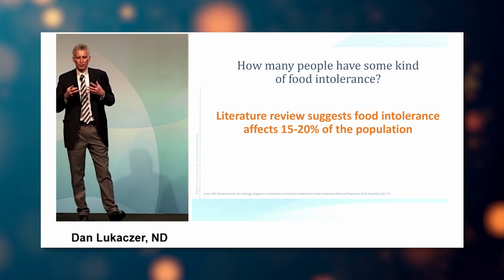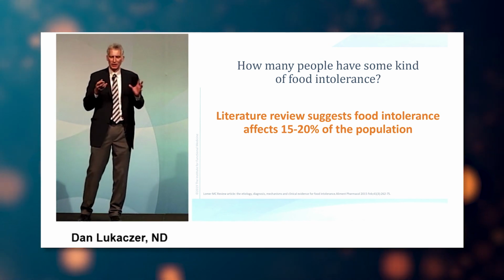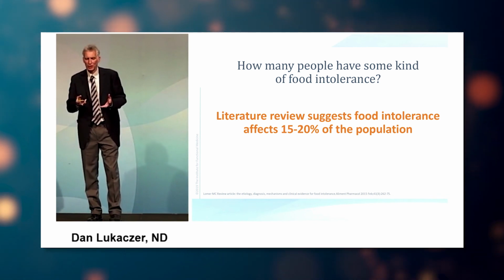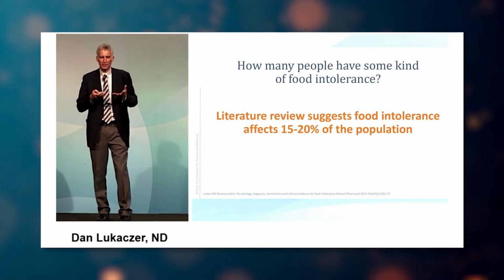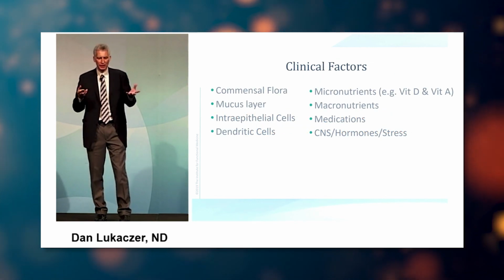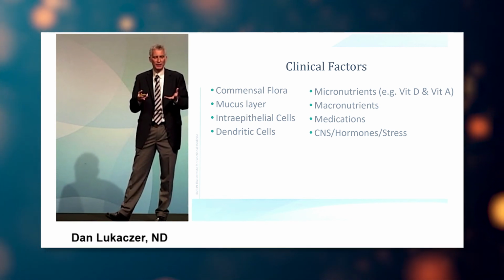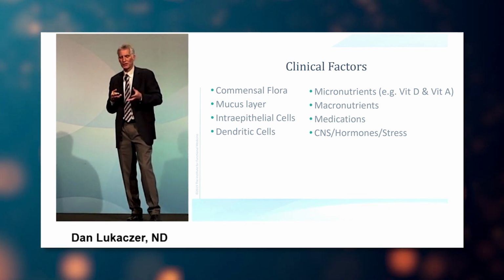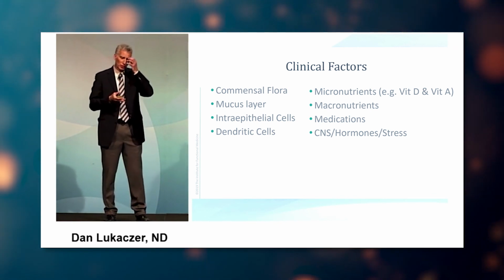So how many people fall into this bucket of food intolerances, in distinction to the NIAID, which said about 1%? This is a literature review that says maybe 15 or 20% of the population, maybe more. And certainly that is higher than the NIAID suggests. So what are the clinical factors for food intolerances? Well, we're looking at a lot of the same things. We're certainly looking at medications and micronutrients, as we say here. So there's a lot of the same kinds of factors when we're looking at food intolerances as when we're looking at immunological mediated food reactions.